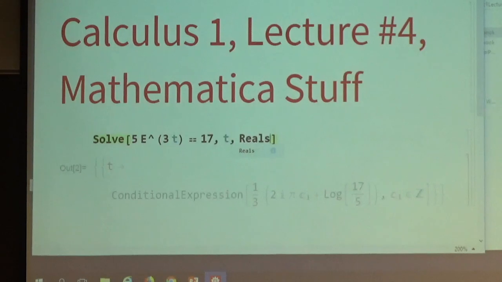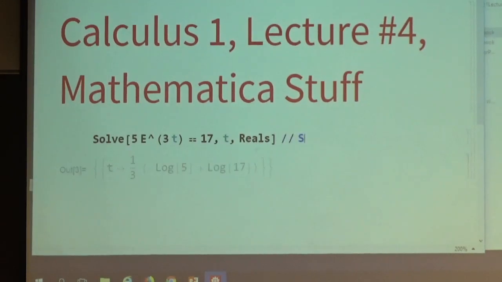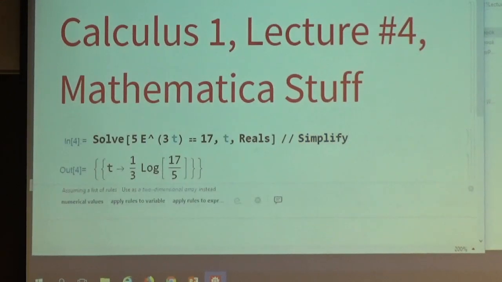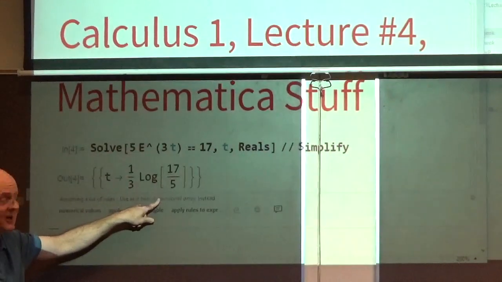Here's how I should have fixed it. Now, I think it will give me a warning still saying inverse functions are being used, some answers might be missed, but no, it didn't do that. Okay. That does work. It's not as simple as it might be. Putting a //Simplify with a capital S at the end will make it look nicer. I guess we did already verify this in class last Friday, so I won't bother doing that again. But just realize this is saying the answer is 1/3 natural log of 17/5.